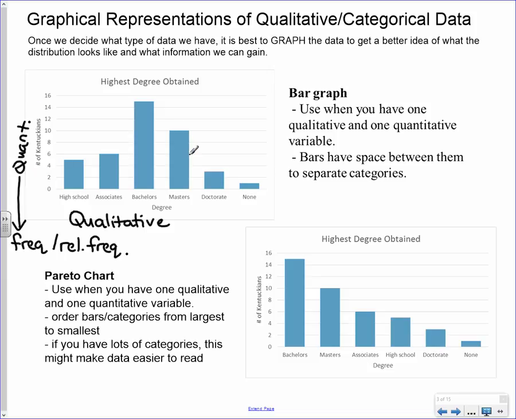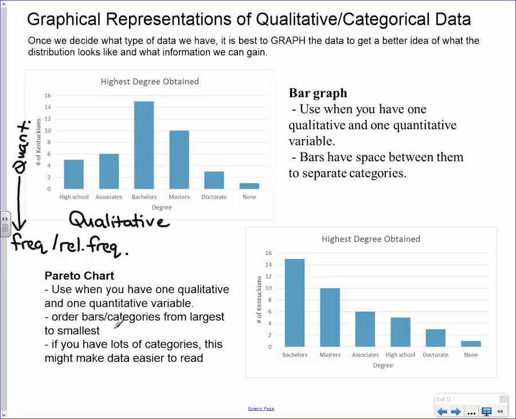So we can see very quickly that the bachelor's degree category is the highest of any of the other ones we have, and then we can kind of see how they go from there. Now, a Pareto chart is still a bar graph. It looks pretty similar to this, but the difference is that you actually order the bars or the categories from largest to smallest.